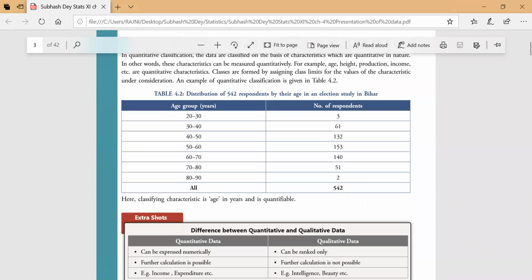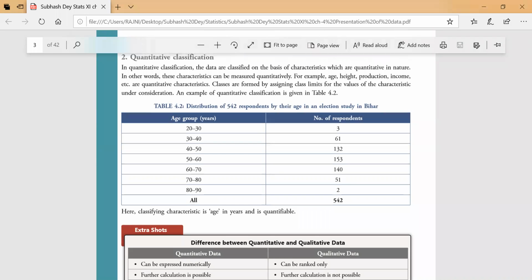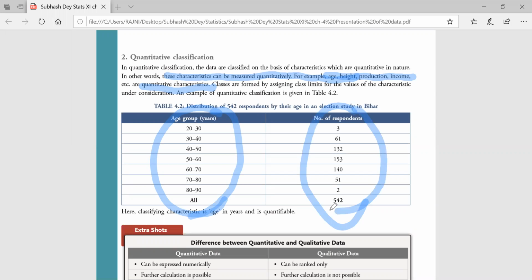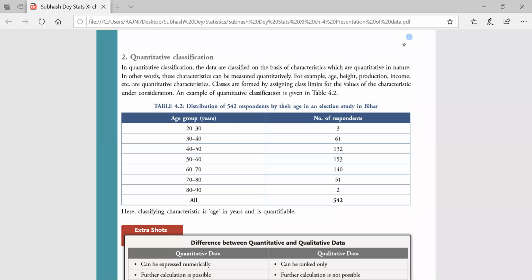After that, quantitative classification: when you divide the data on the basis of the quantity of that particular nature of data, that will be termed quantitative classification. Or we can say that when the characteristics can be measured in terms of quantity, like age, height, production, that will be known as quantitative classification. Like this, the frequency is there, which we have also studied in chapter number 3, classification of data.